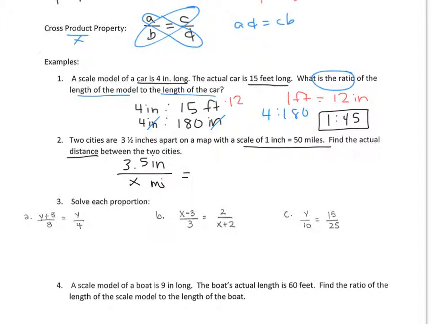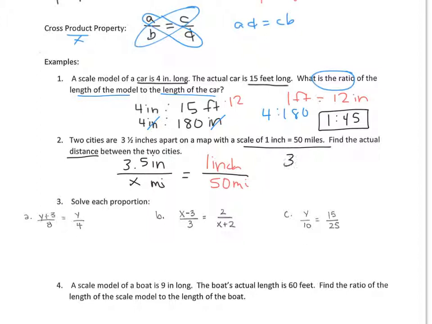This is equal to, now I want to make another fraction. I need to be careful with my units. If I put inches on the top right here, I need to put inches on the top over here. So I'm going to write 1 inch is 50 miles. See how my units line up? Inches, inches, miles, miles. So I'm going to use the cross product property up here.